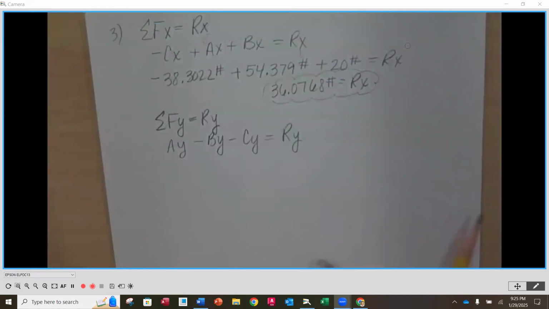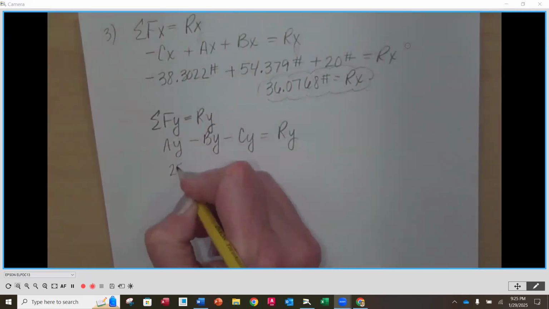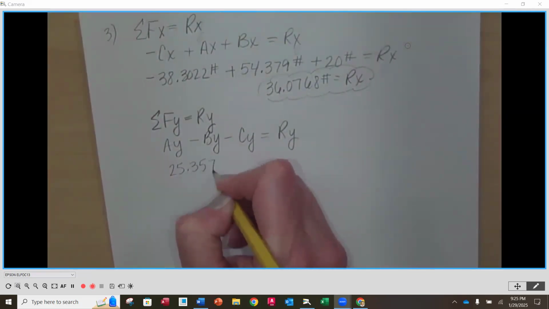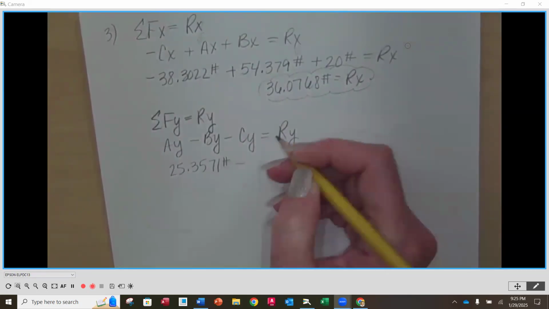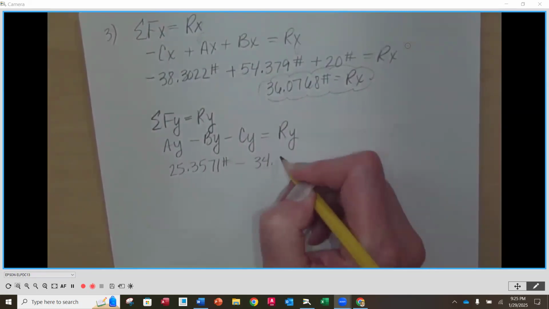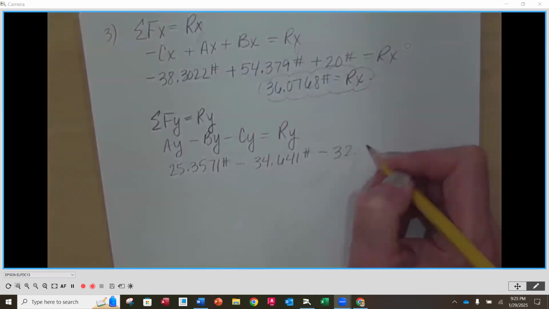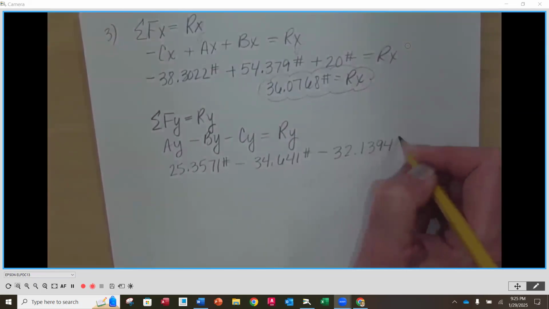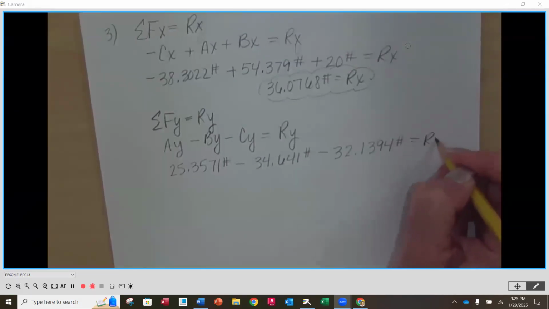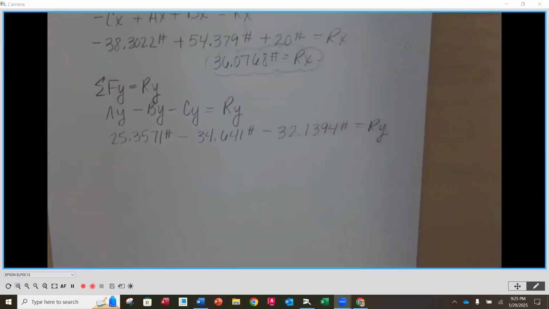So now I'm going to use my values that I calculated, my Ys, and I'm going to put them in. So 25.3571 pounds minus 34.641 pounds minus 32.1394 pounds is equal to that resultant Y component. And then now we just add and subtract.